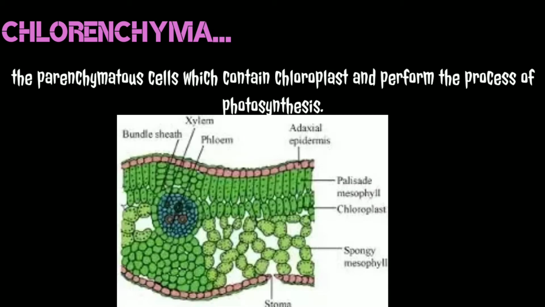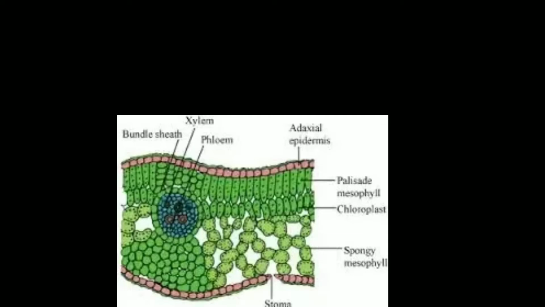The second type of parenchymatous tissue is chlorenchyma. Chlorenchyma is a specialized parenchyma tissue found in the green parts of the shoot and performs photosynthesis. As the name indicates, due to the presence of chlorophyll, its name is chlorenchyma. Right? And what is its function? It helps in support, elasticity and photosynthesis.